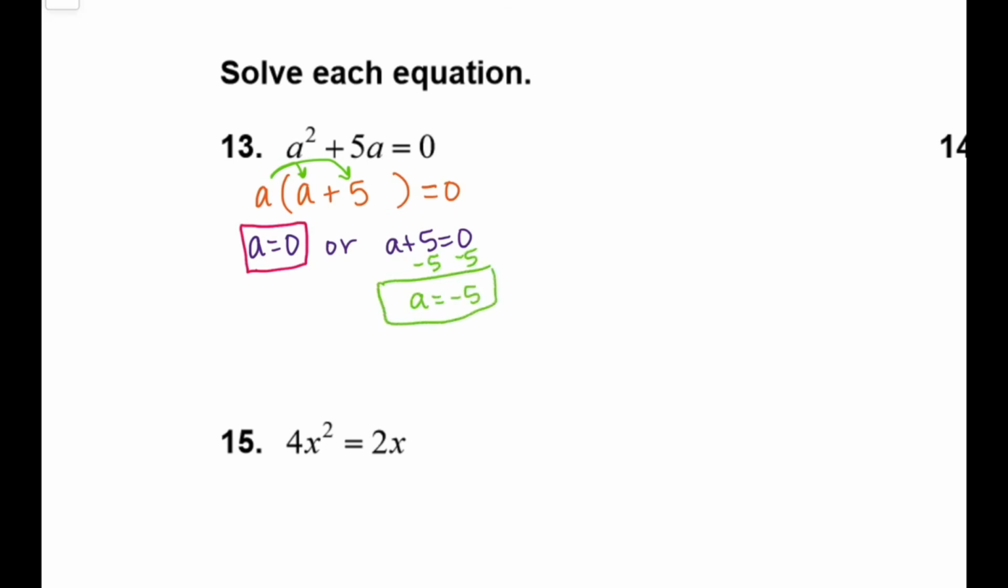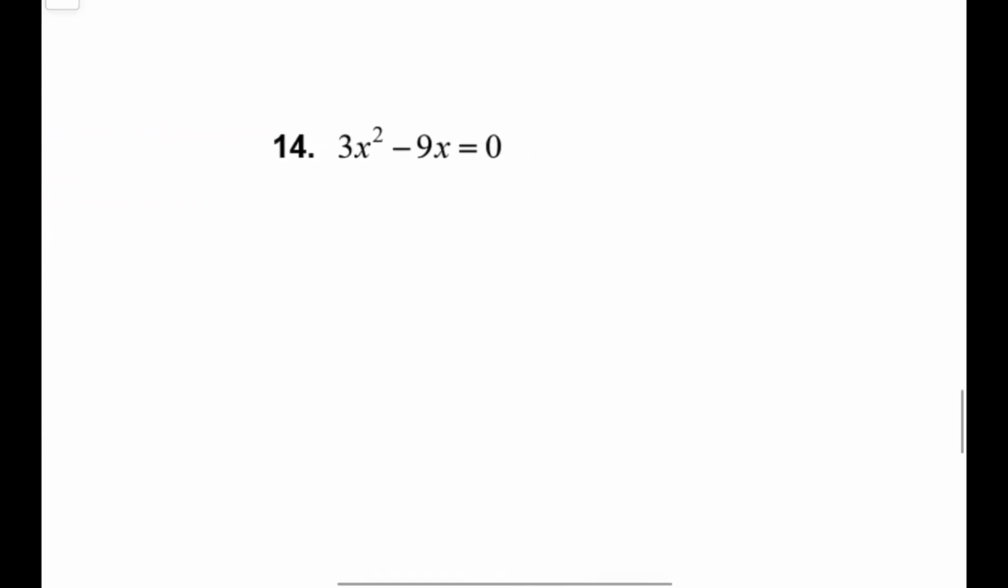And both of these answers will give us 0 at the end. If I plug 0 in, 0 squared plus 5 times 0 equals 0. 0 plus 0 equals 0. If I put in a negative 5, negative 5 squared plus 5 times negative 5, negative 5 squared gives me 25, and 5 times negative 5 is negative 25. That equals 0, so that one checks out as well.